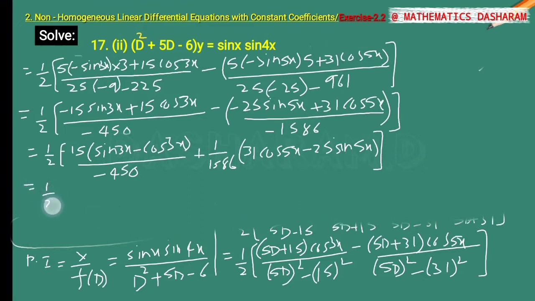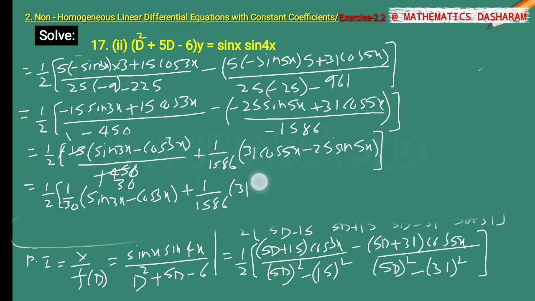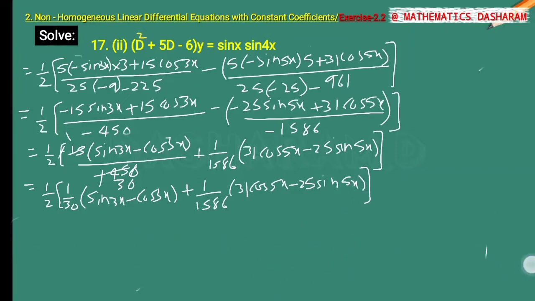So it is equal to 1 by 2 bracket of, here minus minus cancel, 15 ones are 15, 3s are 45 and here 0. So 1 by 30 bracket of sin 3x minus cos 3x plus 1 by 1586 bracket of 31 cos 5x minus 225 sin 5x. So this is a particular integral.